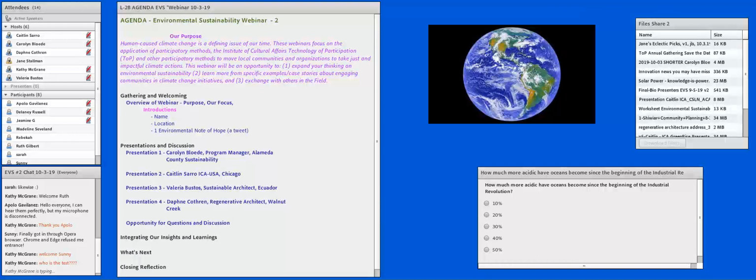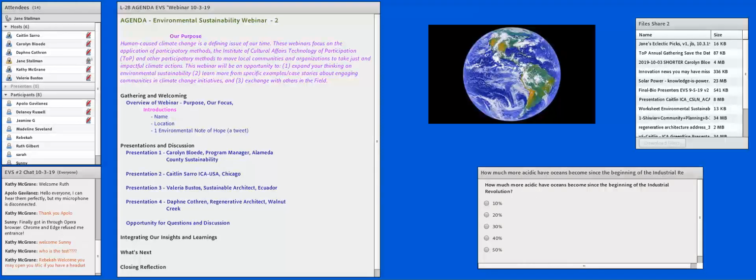I also would like to mention the poll pod to the right, which says, how much more acidic have oceans become since the beginning of the Industrial Revolution? I see some of you have already found it, but there's an opportunity here for you to answer how you see it, and we're going to reveal the answer at the end. So I've given a little bit of overview of the purpose and the structure.